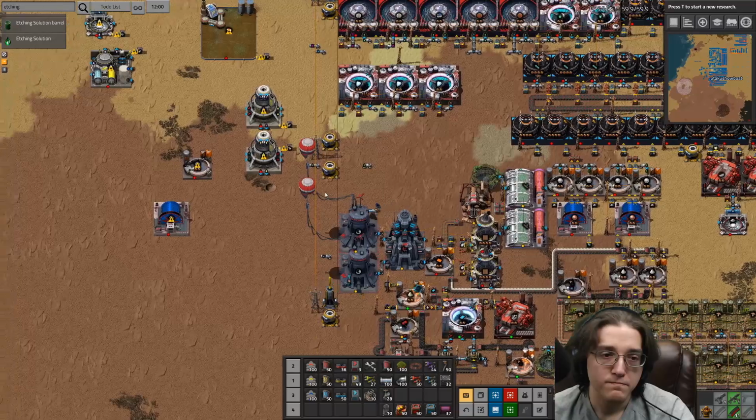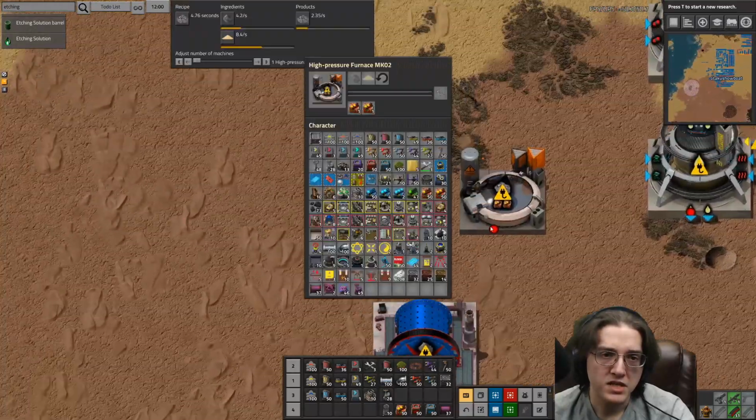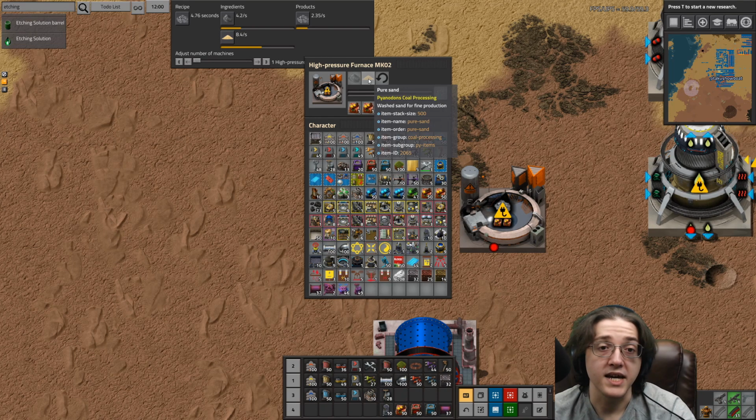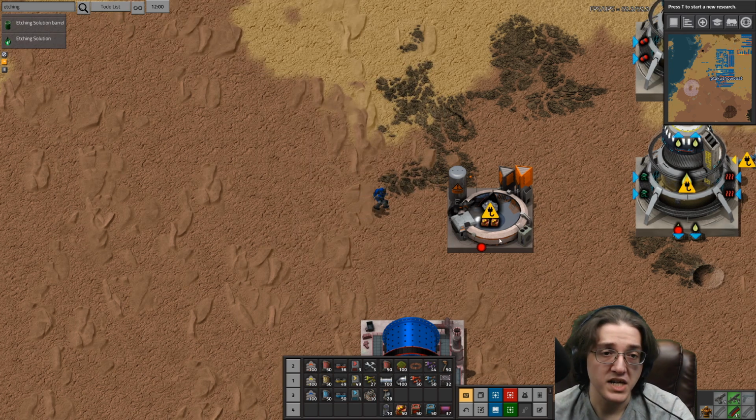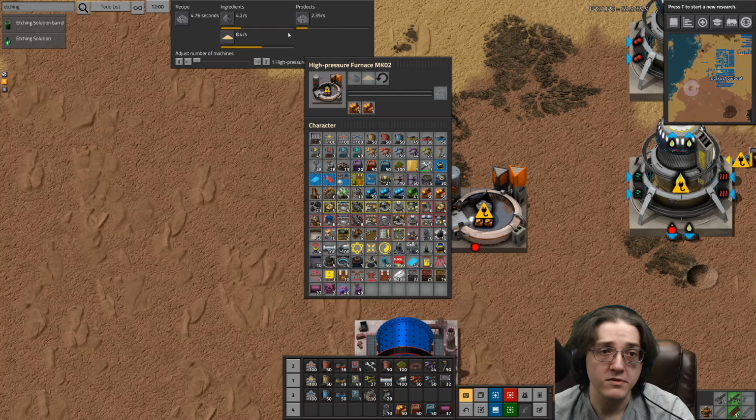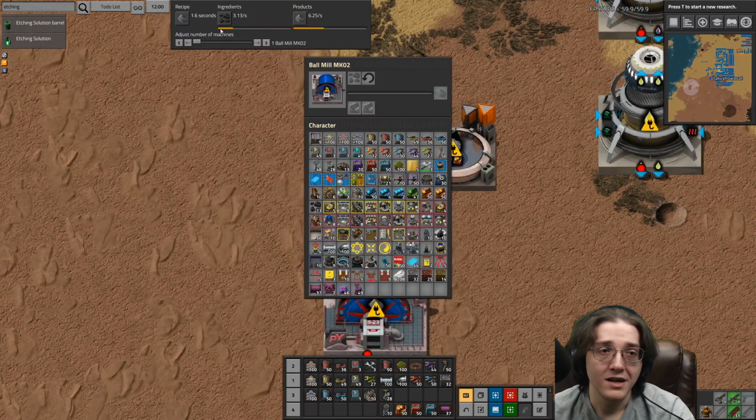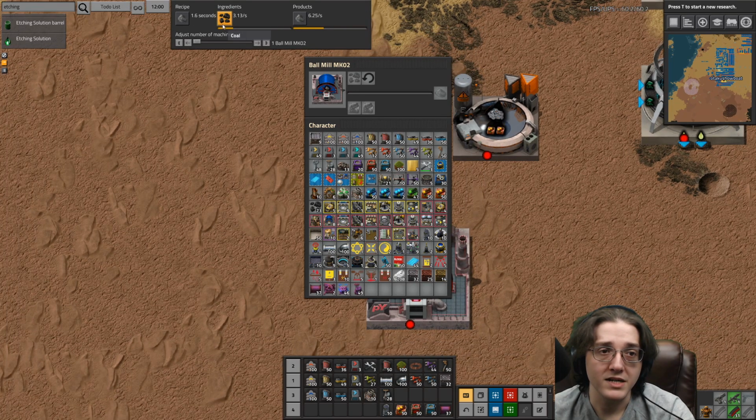Going over here, silicon. Silicon is coal dust and pure sand. Pure sand is just sand, so sand washed more into pure sand. Easy enough. Really, really simple to get silicon. And then coal dust, well, there is a neat little recipe. I don't know when you actually unlock this recipe, but it is very nice.